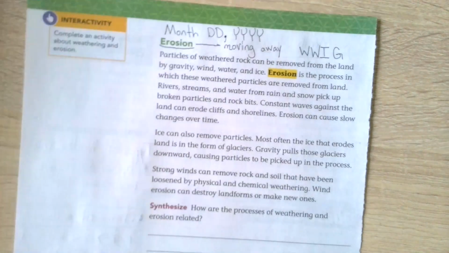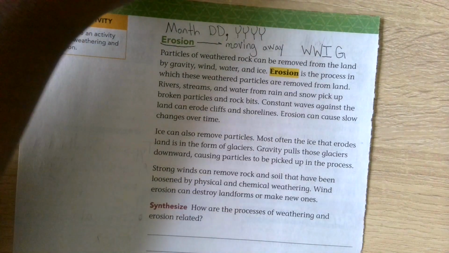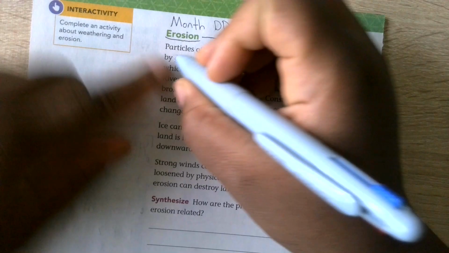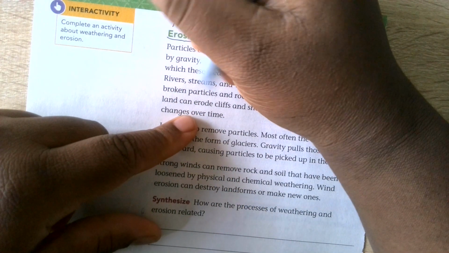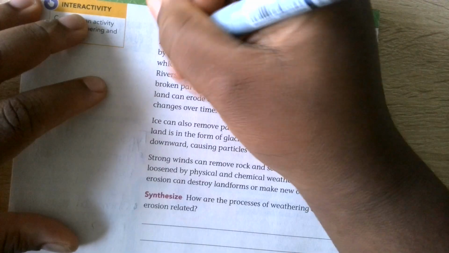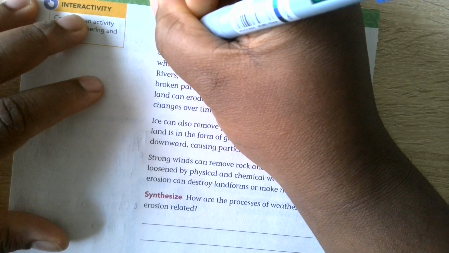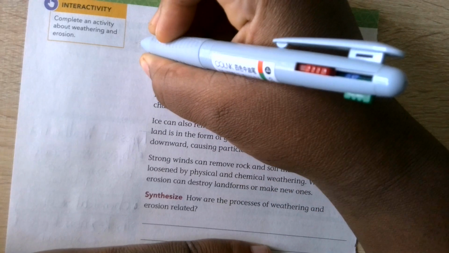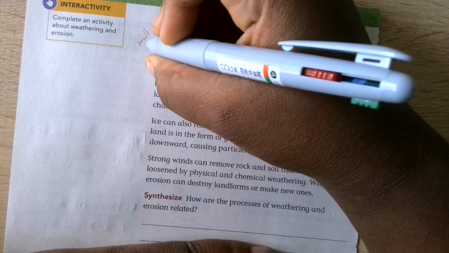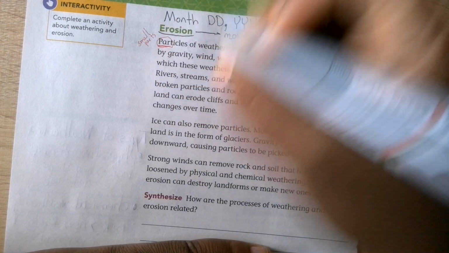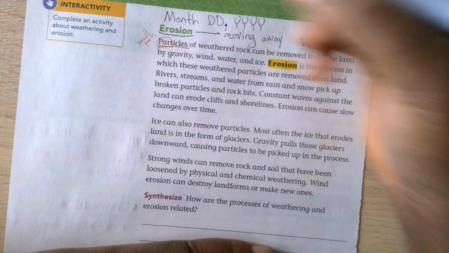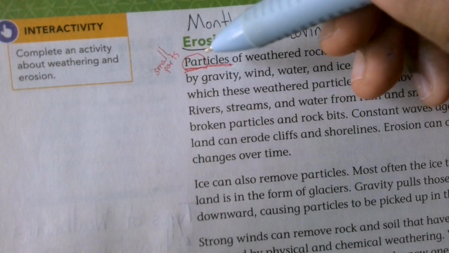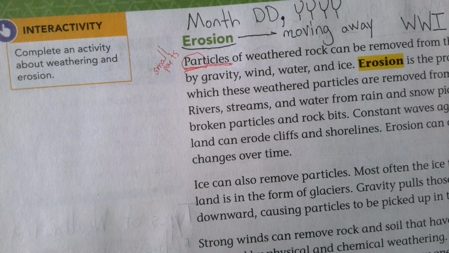So erosion is moving away. And so when I read this, I'm going to make sure I'm not calling words off the page, but am indeed reading. So particles, the word particles has a little word inside of it. And that little word inside of it is part. I'm going to circle P-A-R-T. Particle means small parts. So I've underlined the word particles, circled part inside of the word particles, and wrote what it means.